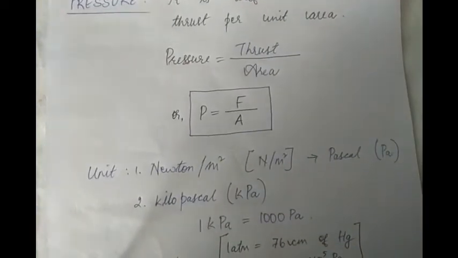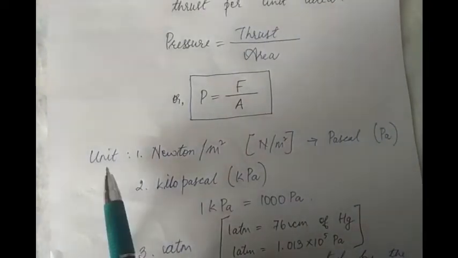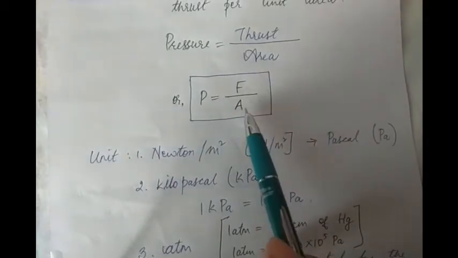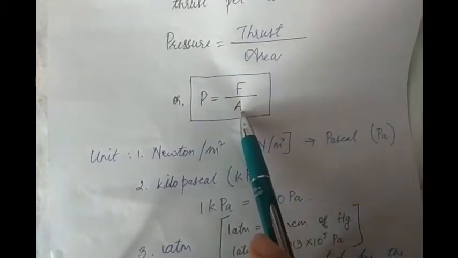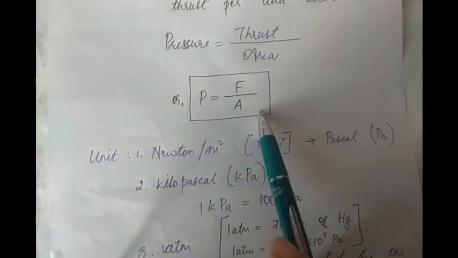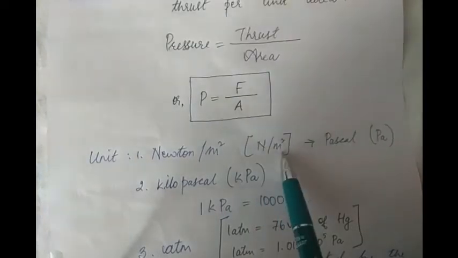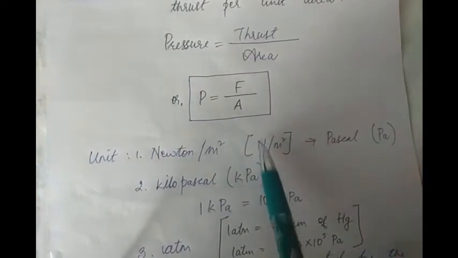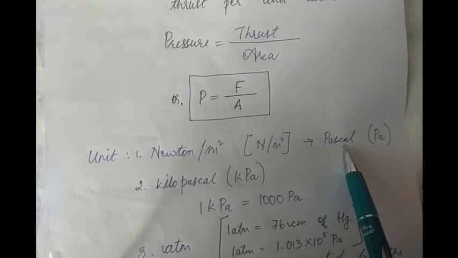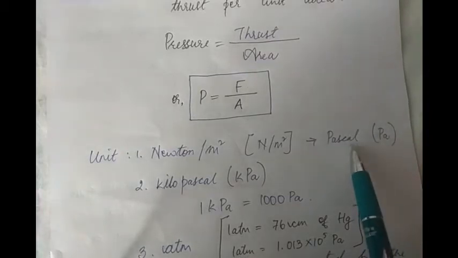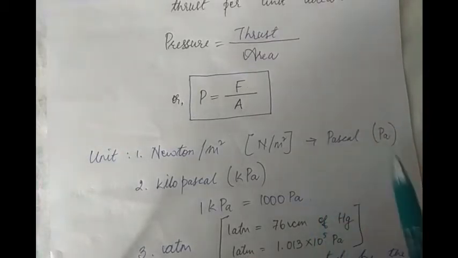Now let us look at its unit. Since pressure is a physical quantity, it should have a unit. The SI unit of force is Newton. The SI unit of area is meter squared. So it is Newton upon meter squared or Newton per meter squared, also written as capital N upon meter squared. Now this Newton per meter squared is what is called a Pascal, denoted by a capital P and a small a, Pa. So this Pa is the SI unit of pressure, remember.